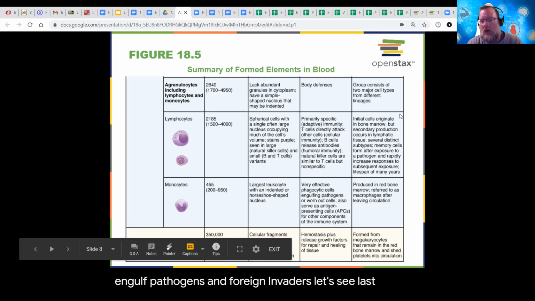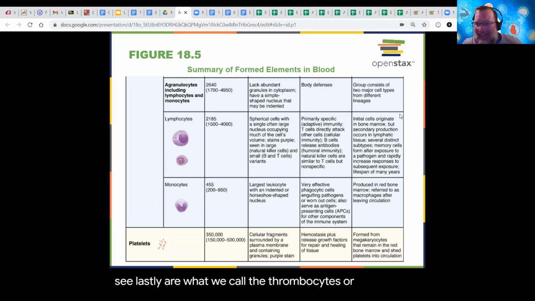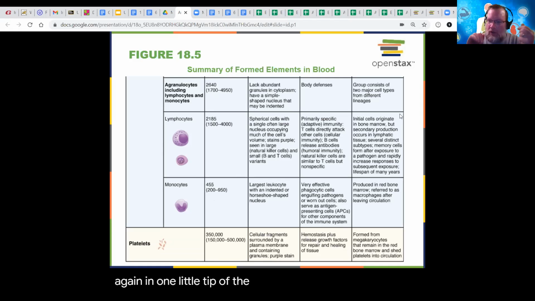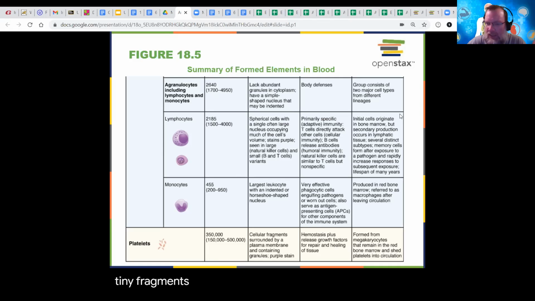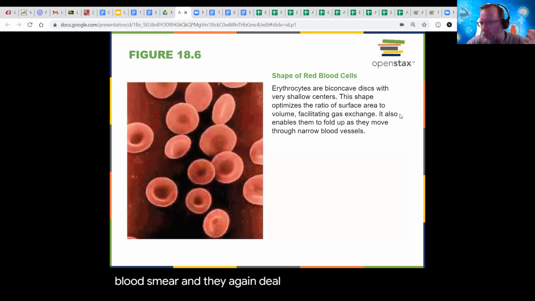Lastly are what we call the thrombocytes, or platelets. These are the tiniest of all of our cellular aspects. In one little tip of the finger, you're going to have about 350,000 platelets, even though they make up less than 1% of the total blood volume, because they're tiny fragments. They look like little specks in a blood smear. And they deal with blood stopping, platelet plugs, hemostasis, blood clotting.